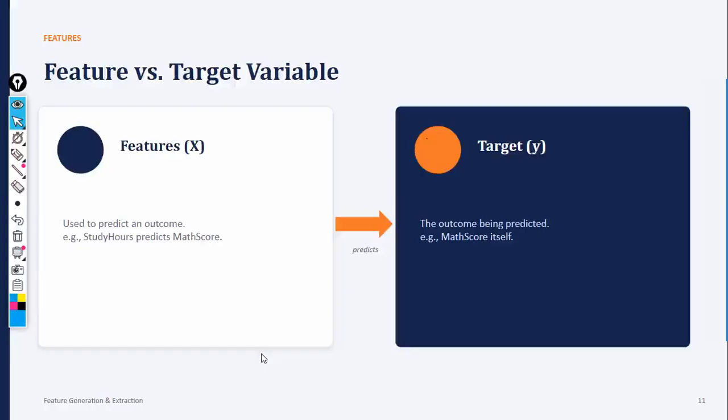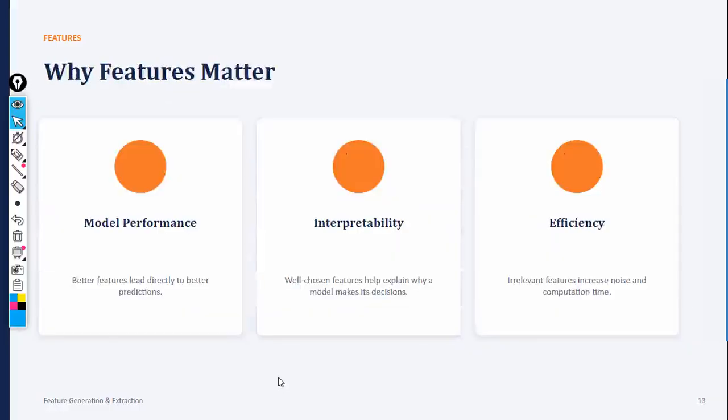Features predict the target, which is nothing but the output variable, also called the outcome being predicted, the label, and the dependent variable. The target variable will always depend on the input variables. For example, math score is the variable dependent on different input features like study hours, sleep hours, and attendance. These input features can be used to predict the target variable, or dependent variable.